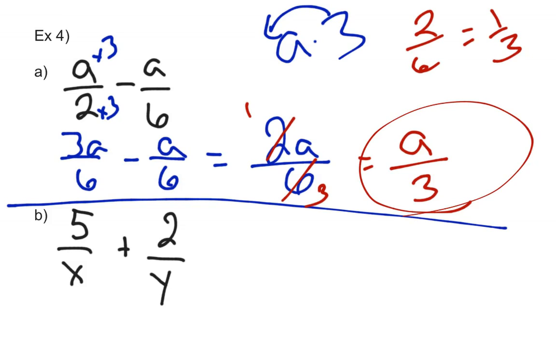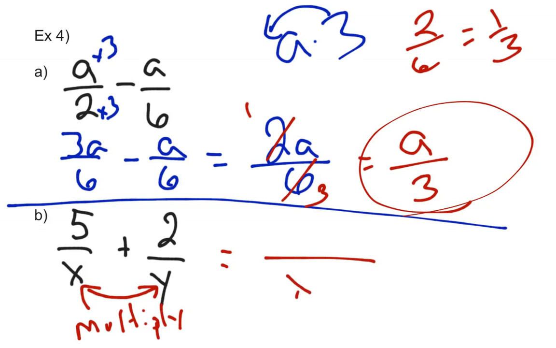Okay, B. To me, this one's a little more tricky because it's not like the last one where you see 2 and 6 and they both went into 6. I don't know what X and Y is, so it's hard to come up with a number that I can make the denominators. But remember what we said, when in doubt, you can always just multiply these two numbers together. So if I multiply X and Y together, that's going to give me a common denominator, which is just XY.